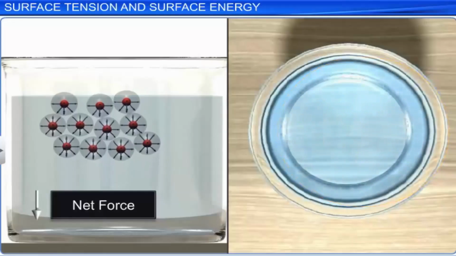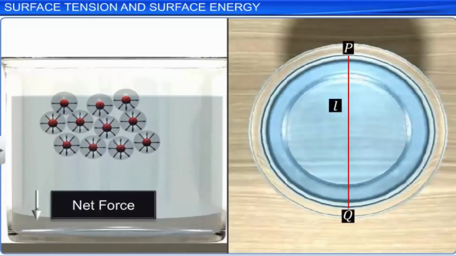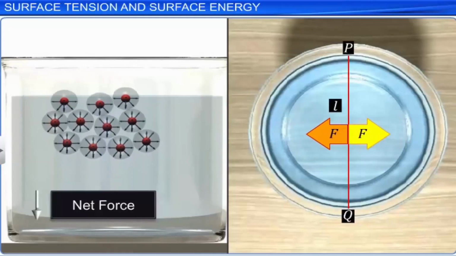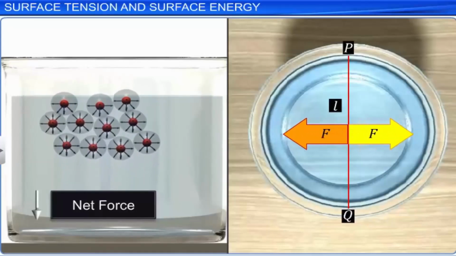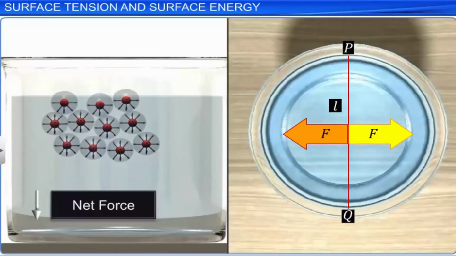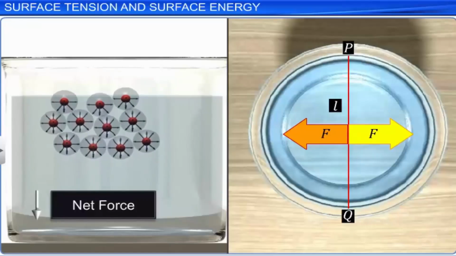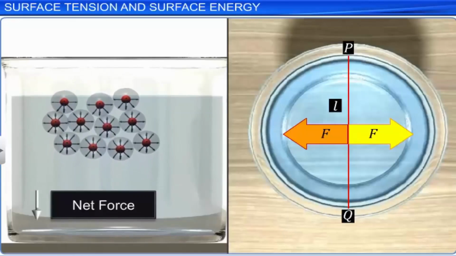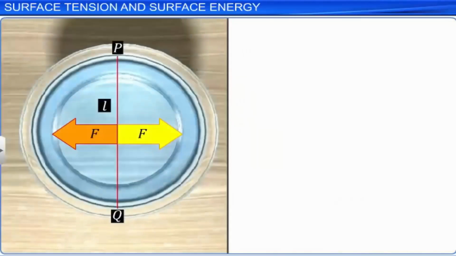This force per unit length acting on an imaginary line drawn on the free surface of a liquid is called surface tension. If the magnitude of the force is F, then we define surface tension S of the liquid as S is equal to F by L. Thus, the SI unit of surface tension is Newton per meter and its CGS unit is dyne per centimeter.